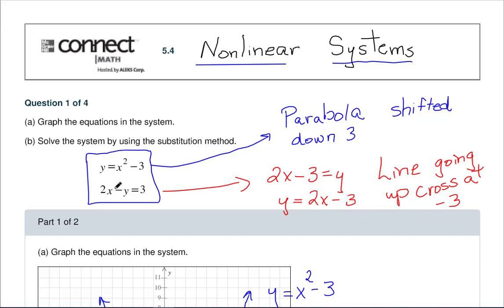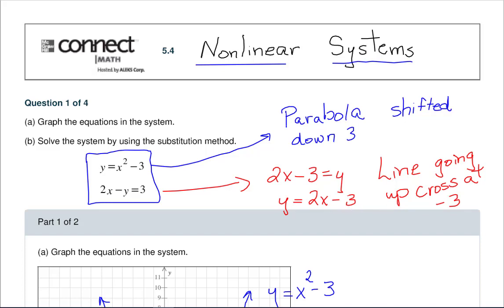But we're still looking at the same question, and that is, given these two objects, if we graph them, do they intersect? And if they intersect, where? Well, the first one you should recognize is x squared, our parabola, minus 3. So it's a parabola shifted down by 3. And in the second equation, if I solve for y, move the y to the right, move the 3 to the left, then I see it's a line going upward, crossing at minus 3.